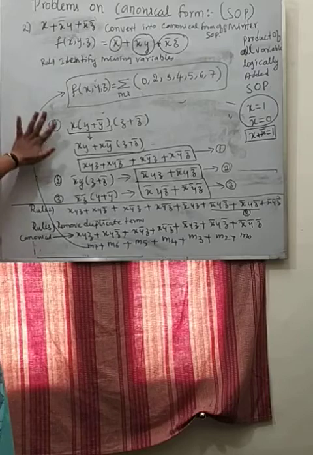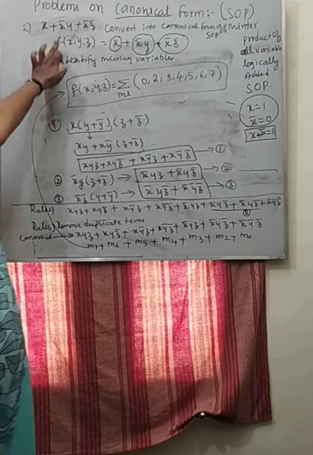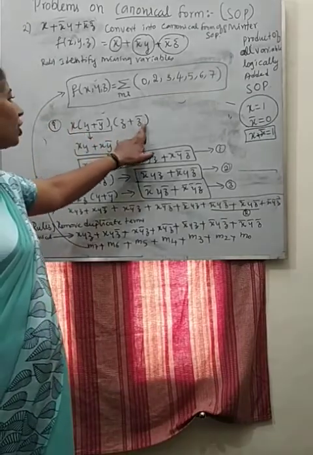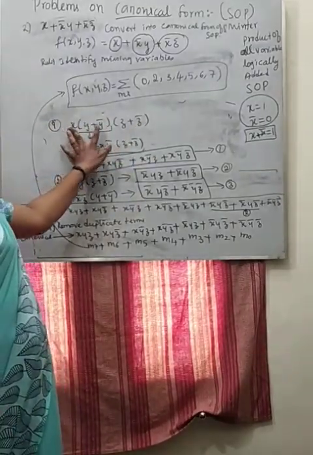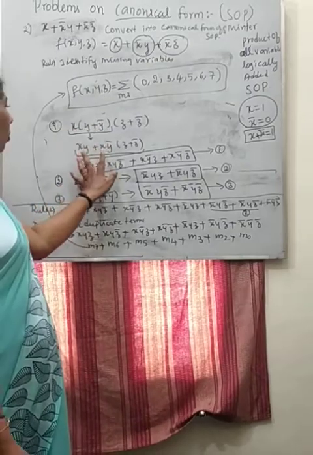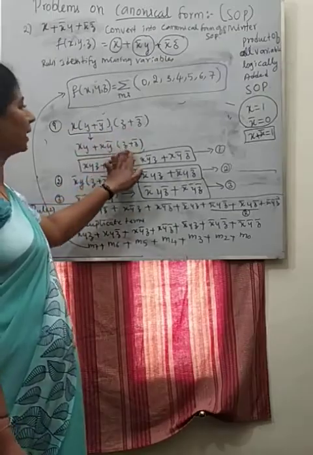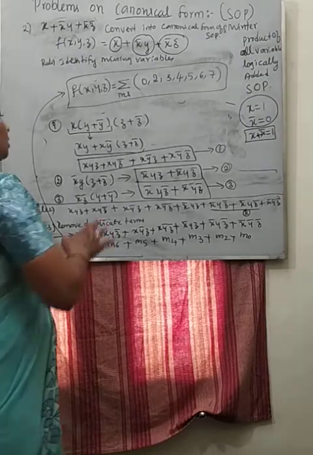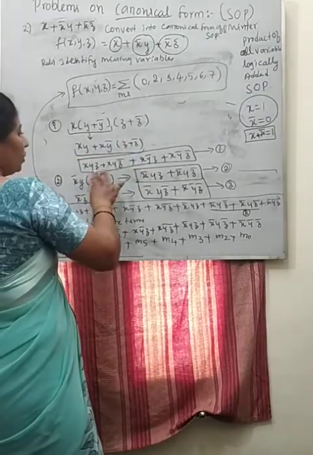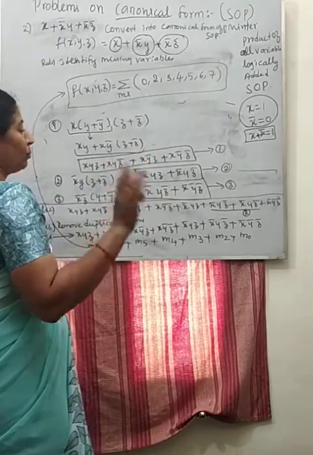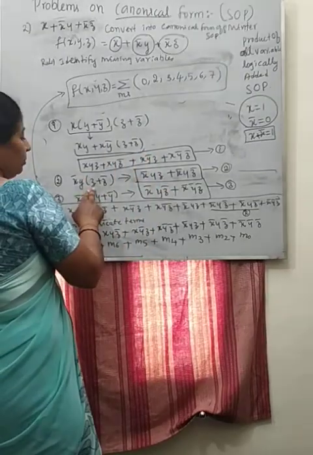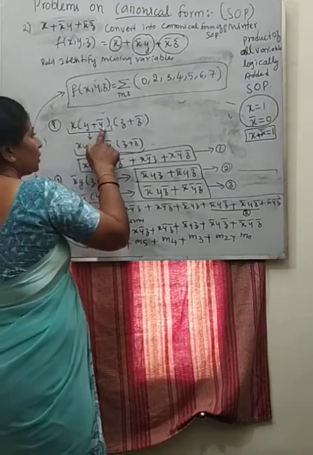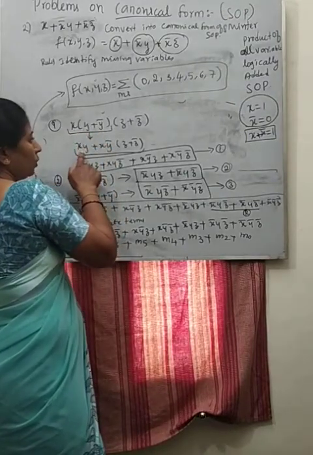First identify the missing variables. In the first term, 2 variables are missing, so don't distribute at a time. First include the first missing variable, along with that the second variable. So if 2 variables are missing, how many possibilities will you get? 4 possibilities. If only 1 variable is missing, you will get 2 different possibilities. Why? Because y plus y complement.